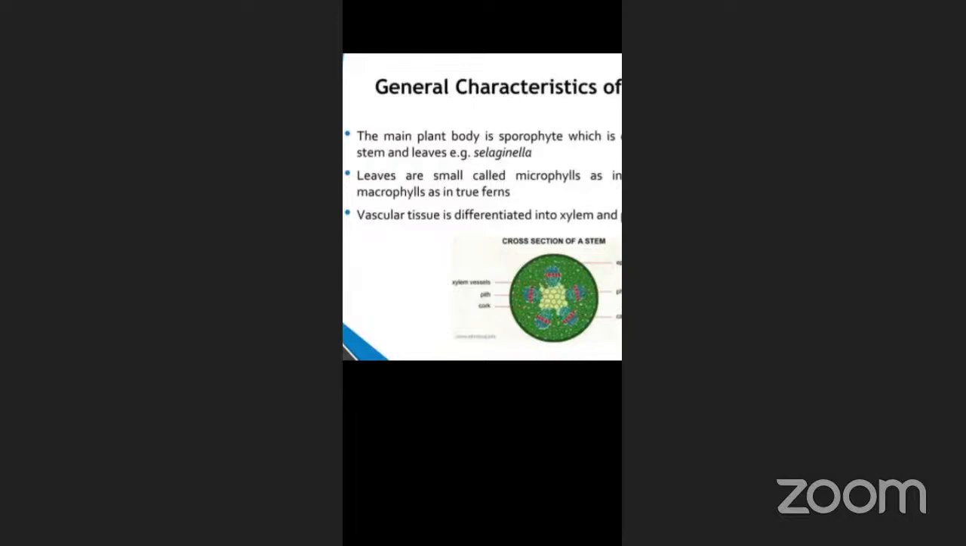And water is required for the fertilization. So bryophytes also need water for the fertilization. Similarly, here also water is required. And the reproductive organs are of oogamous type only. So the reproductive type here is oogamous.